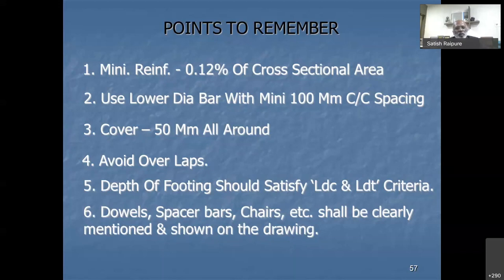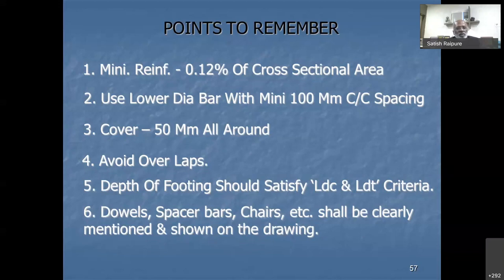The depth of footing should satisfy the LDC and LDT criteria. If you follow this LDC criteria, you will find that the depth of footing is more than the required design depth. And in a number of cases, you will find that only the minimum reinforcement will be required. We will see how this LDC and LDT is given.